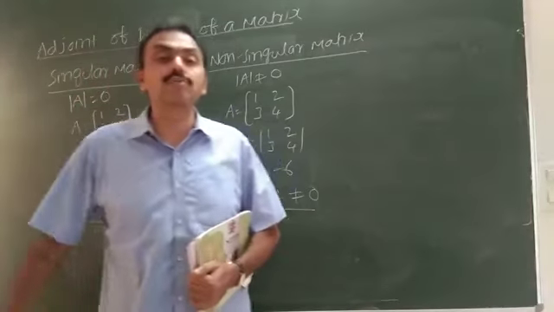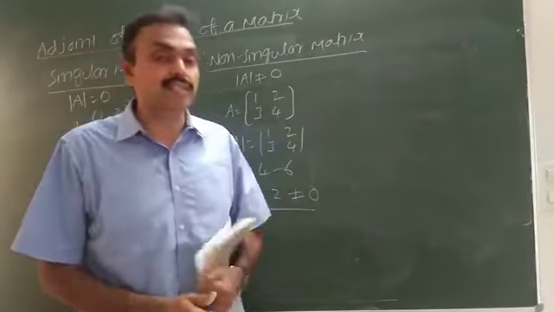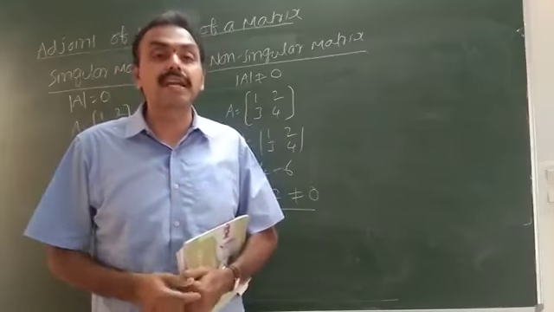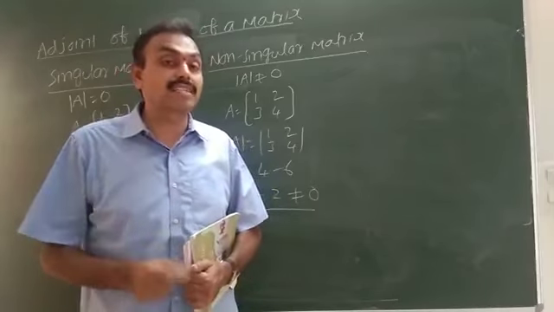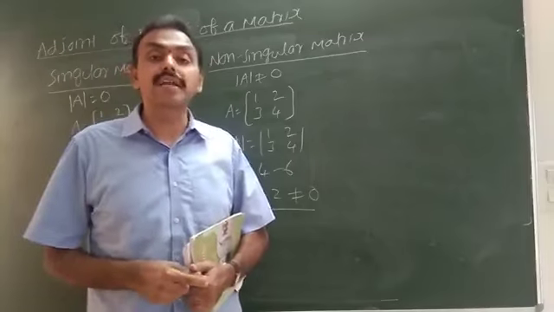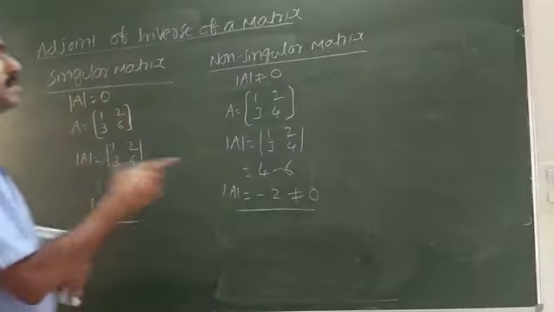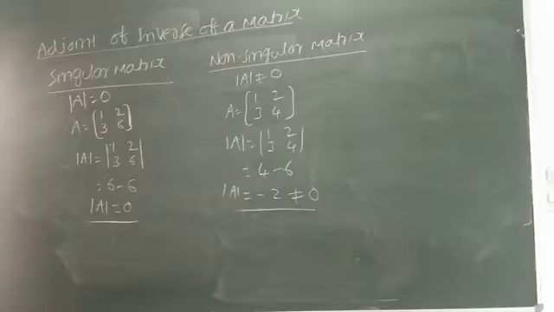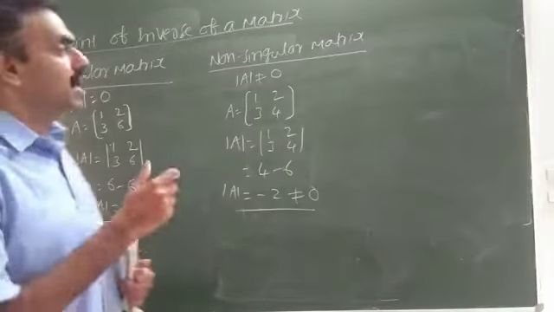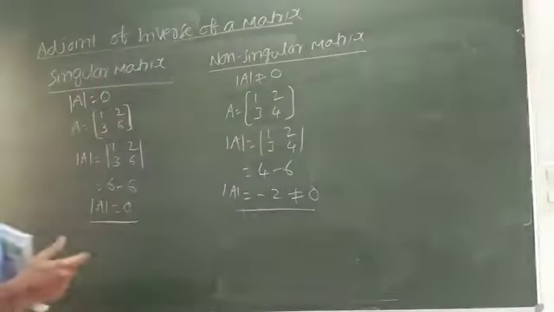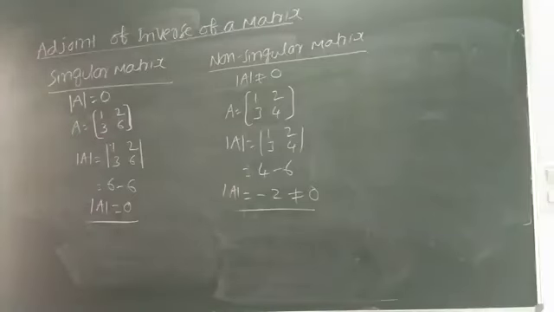A square matrix is said to be singular if determinant A is 0. A square matrix is said to be non-singular if determinant A is not equal to 0. Very simple definition we have got. I think you have understood this singular matrix and non-singular matrix. Please write down the definition. A square matrix is said to be singular if determinant A is equal to 0. A square matrix is said to be non-singular if determinant A is not equal to 0.